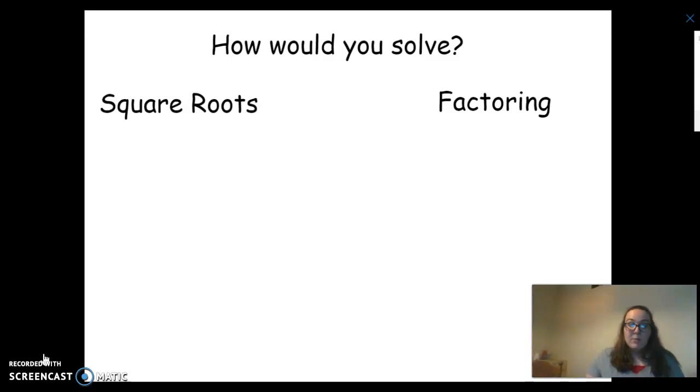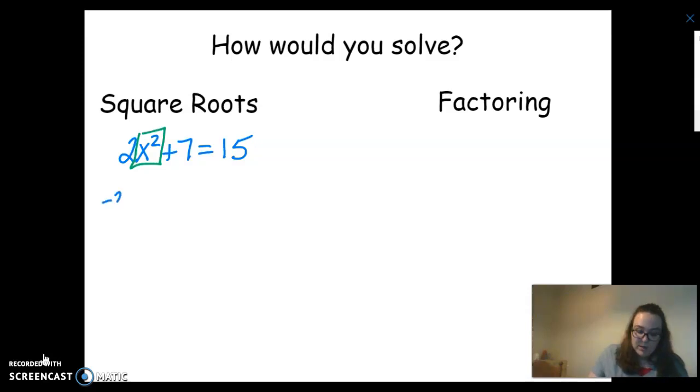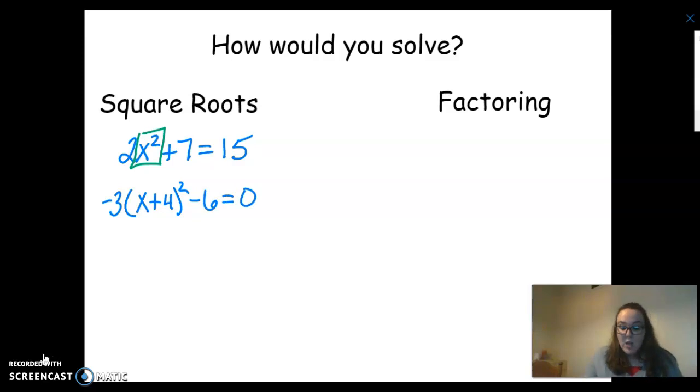Okay, so I'm going to give you a couple of examples here. You're going to know that if it's a solve by square roots question, if it's something like 2x squared plus 7 equals 15. Okay, how do I know this is a solve by square roots question? It has just an x squared, nothing else. You may also see it look like this: negative 3 times (x plus 4) squared minus 6 equals, make it equal to 0 for fun. Again, I know that this is a solve by square roots question because it has a squared term only.